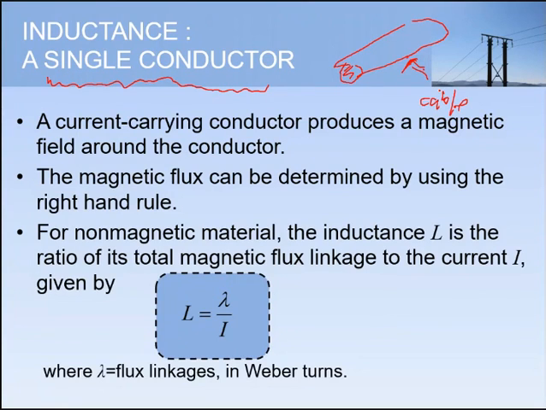Okay. So a current carrying conductor produces a magnetic field around the conductor. When there's a cable, inside the cable the current is flowing from the plus terminal to the minus terminal. So when the current is traveling through the cable, it produces a magnetic field. A magnetic field, or we call that magnetic flux, can be determined by using the right hand rule. So let's say the direction of the current is this direction. You use your right hand rule, so you are going to get this kind of direction of what we call the magnetic flux.